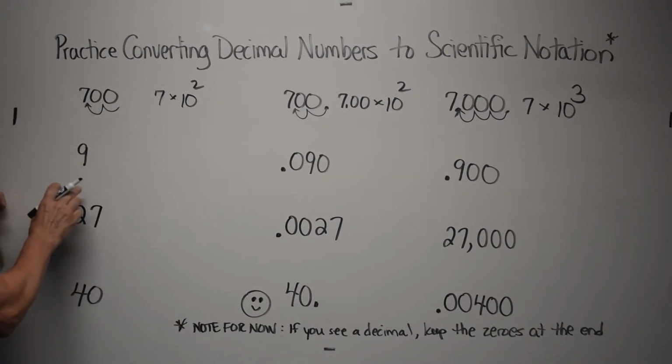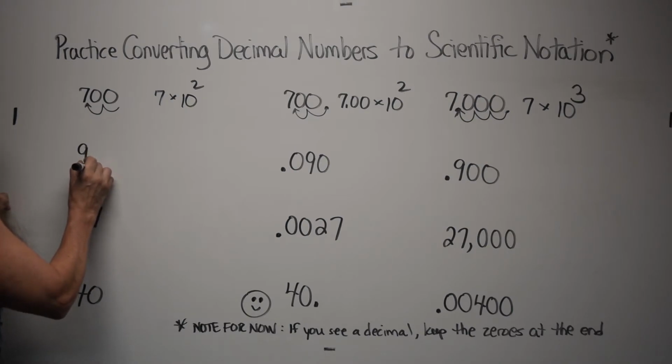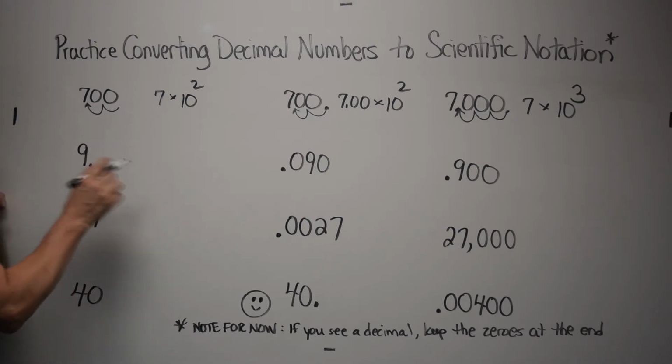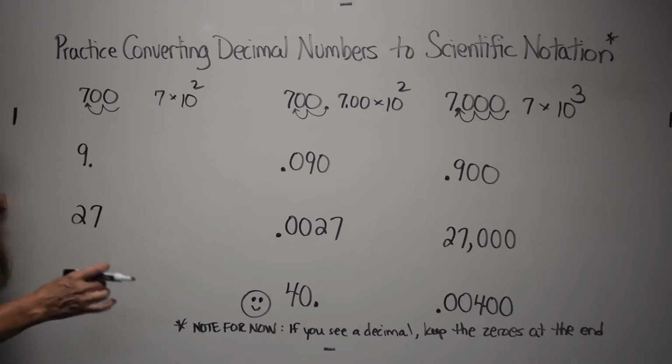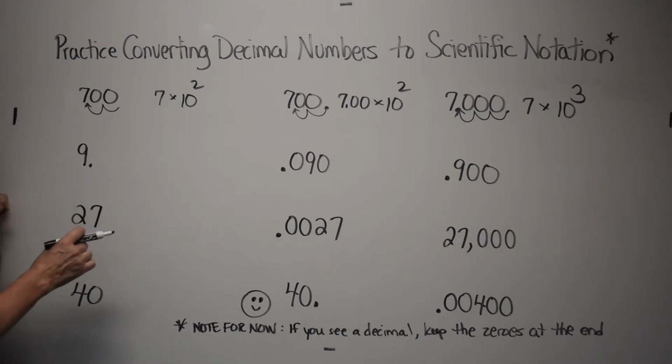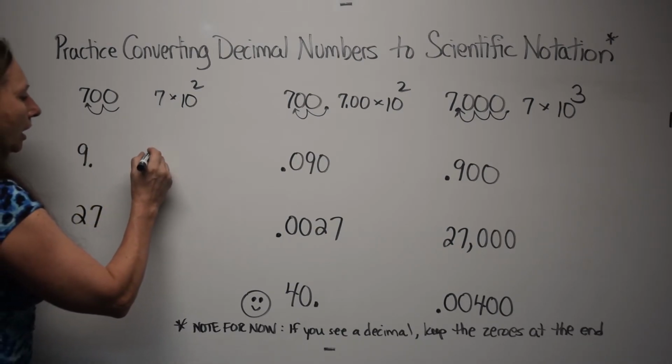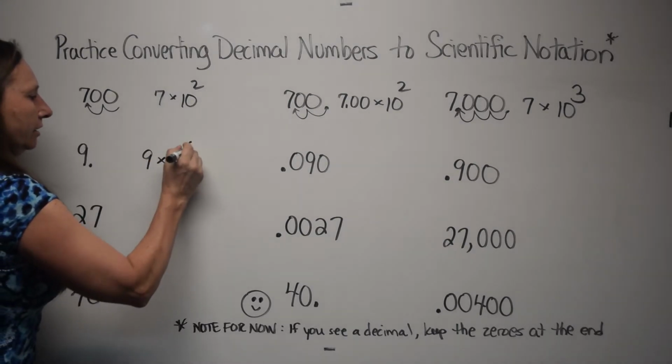All right, here we go with the number 9. I do not see a decimal, so I put my own implied decimal. I do not have to jump, so the jumps would be 0. So this would be 9 times 10 to the 0.